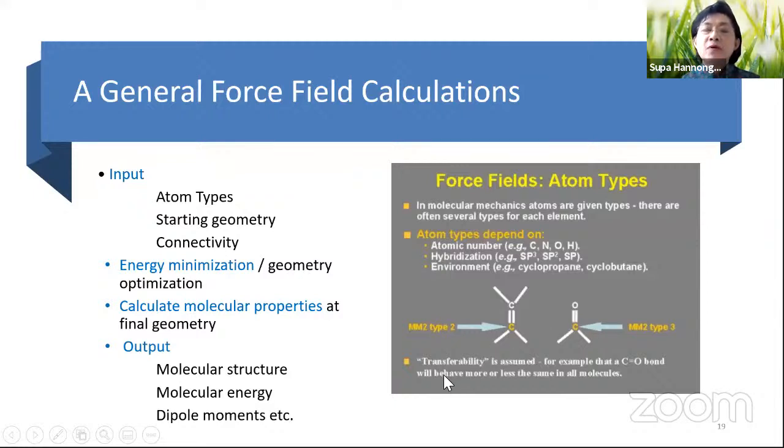Okay, and for some molecules, we can use transferability and assume that, for example, the carbonyl bond will behave more or less the same in all molecules. So this is the meaning of transferability. So this is a little bit detailed, but it just gives you some insight about atom types. There are so many things, okay, different from each other.